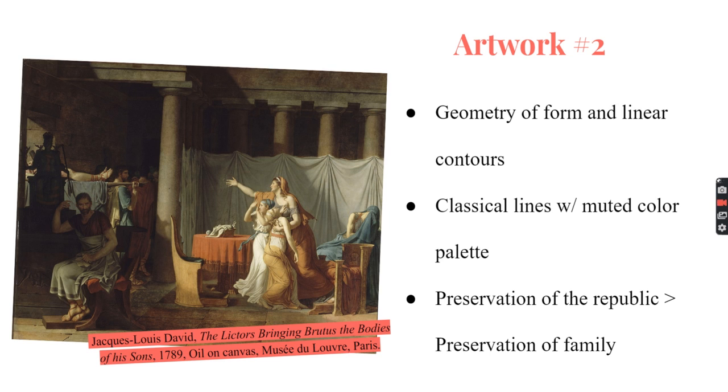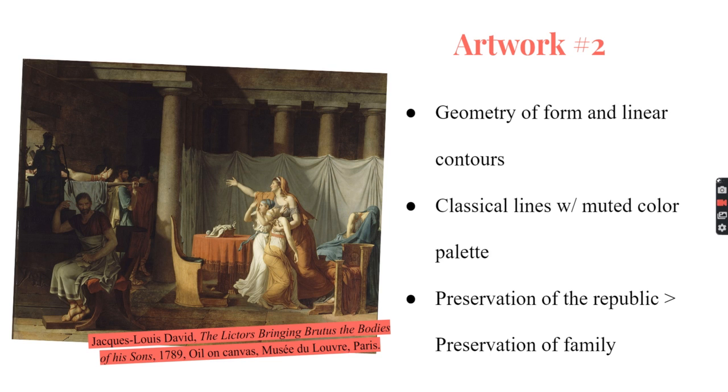Lictors, or in other words, Roman officers, are seen bringing in his sons' bodies for burial. Brutus sits impassively in the shadow of the goddess Roma. His wife and daughters, portrayed by bright light, are seen grieving at the sight of the corpses. This artwork showcases a clear geometry of form and linear contours. Its relief-like composition stretches the picture plane.